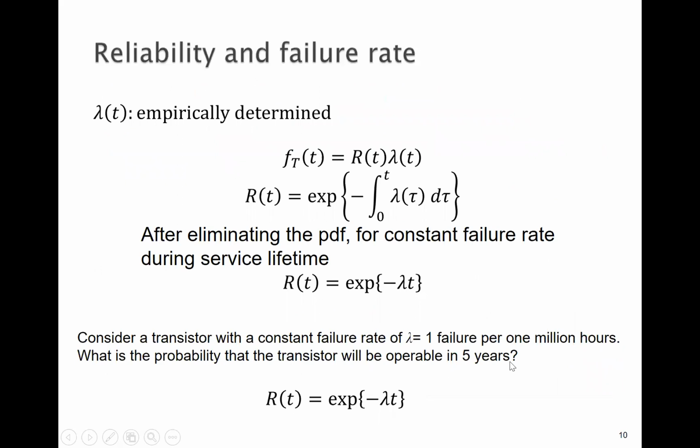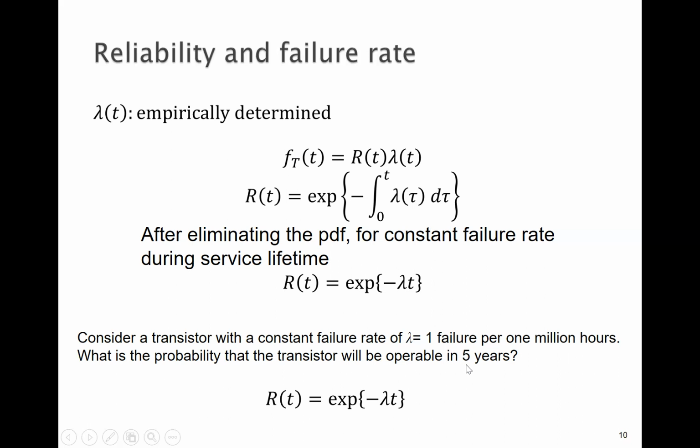Here, there's an example, a transistor, for example, with a constant failure rate of 1 failure per 1 million hours. What's the probability that the transistor will be operable in 5 years? So simply, reliability for 5 years is going to be exponential of minus lambda T. Lambda is 1 per 1 million hours, so 1/10⁶ hours times T. The duration here is 5 years.